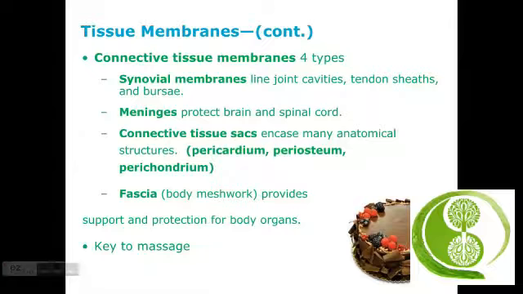With synovial membranes, these membranes line joint cavities. They line the joint cavities, the tendon sheaths, and the bursa. They don't form them, they line them. The bursa is a small sac within the joint that helps protect the joint itself. And it provides a cushion between the tendon and the bone.